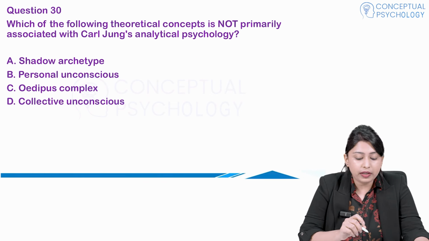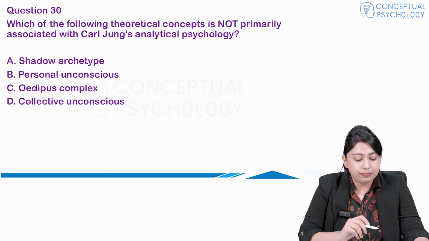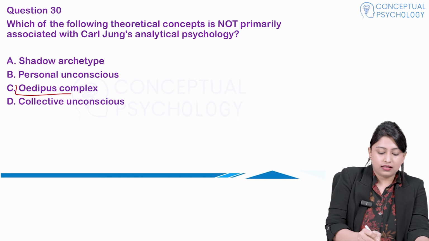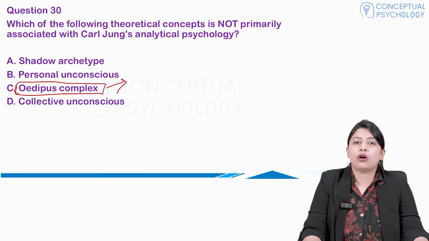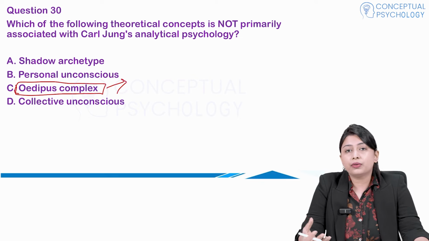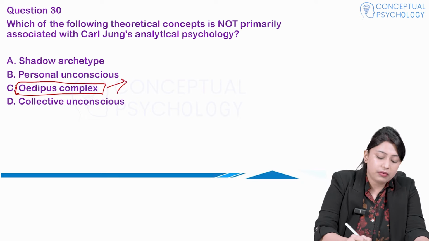Which of the following theoretical concepts is not primarily associated with Carl Jung's analytical psychology? The shadow archetype, the personal unconscious, the Oedipus complex, and the collective unconscious. So here again, the last question gives us an idea. The correct answer is Oedipus complex. So Oedipus complex is not associated with Carl Jung's analytical psychology. It is a central concept in Sigmund Freud's psychoanalytical theory.